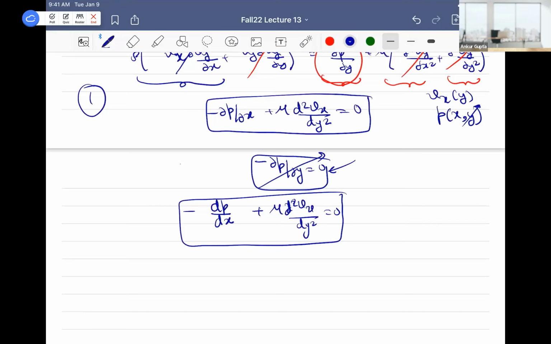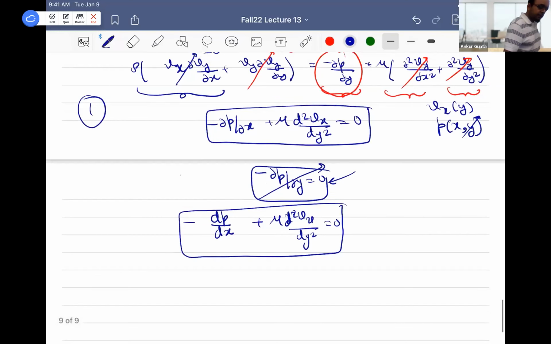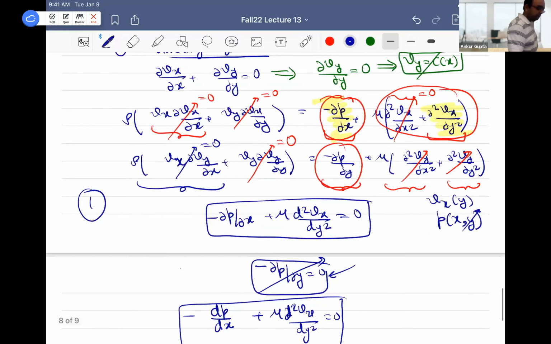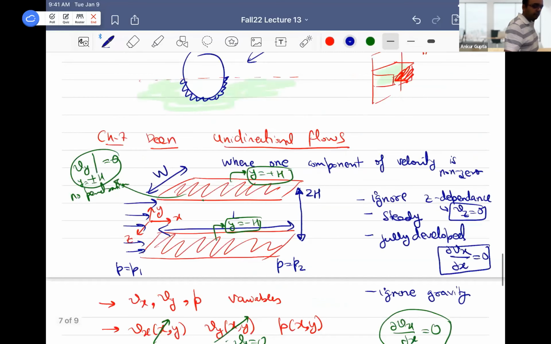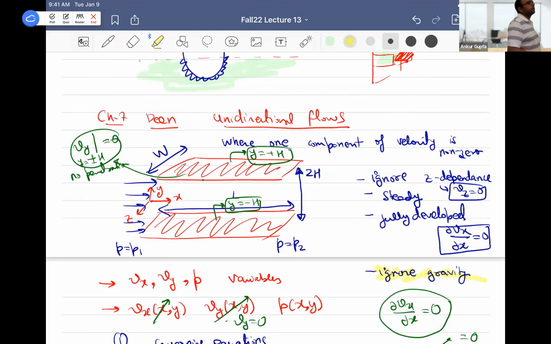Oh, in this problem, we're ignoring gravity. I must have mentioned it, but in this problem, we're ignoring gravity. You can have a system where there is flow plus gravity, but we are ignoring gravity for the time.